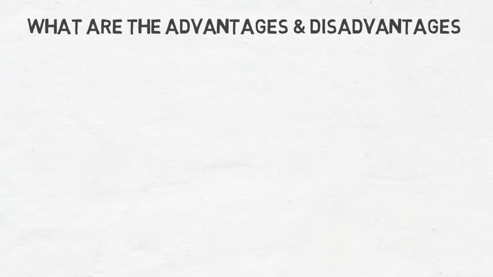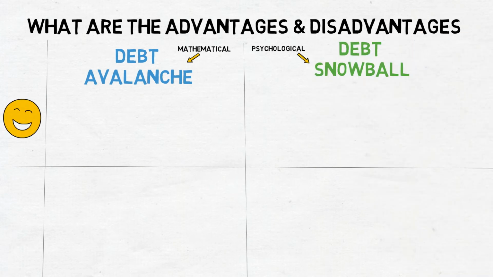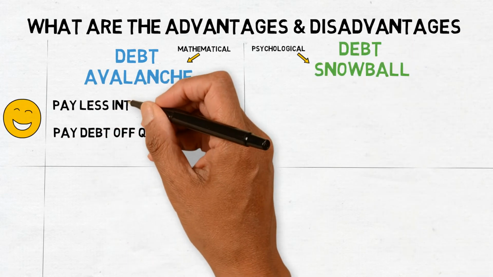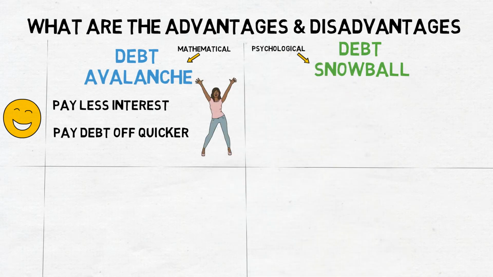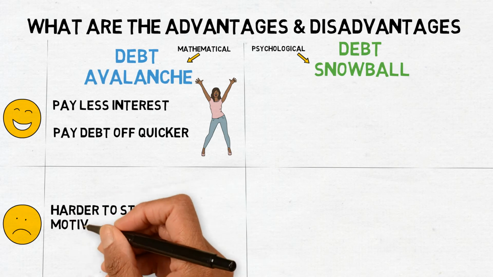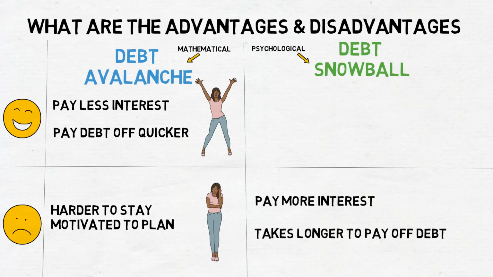So, which strategy is better? Well, it depends on you and your debts. If you want to emerge out of debt sooner and having paid less interest, then the Debt Avalanche is the strategy to use. However, many find it hard to stick to this strategy, as it often takes a while to see progress, which can make people lose focus and motivation.